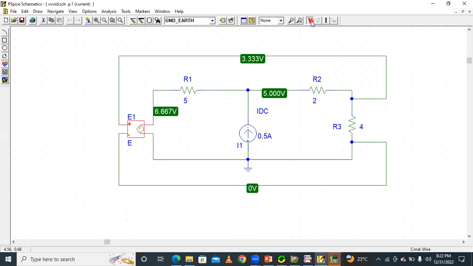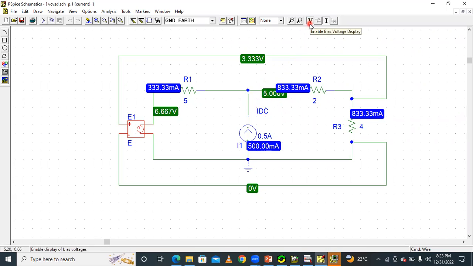By pressing V, the voltage is displayed. By pressing I, the current values are displayed. So this is about the voltage controlled voltage source, and how to execute it. In this way, we find the voltage and current by using PSpice.